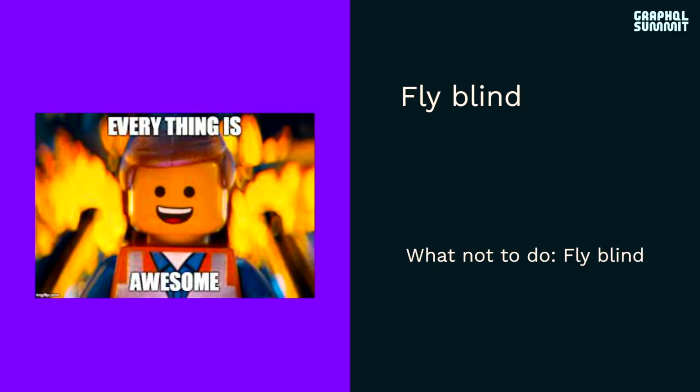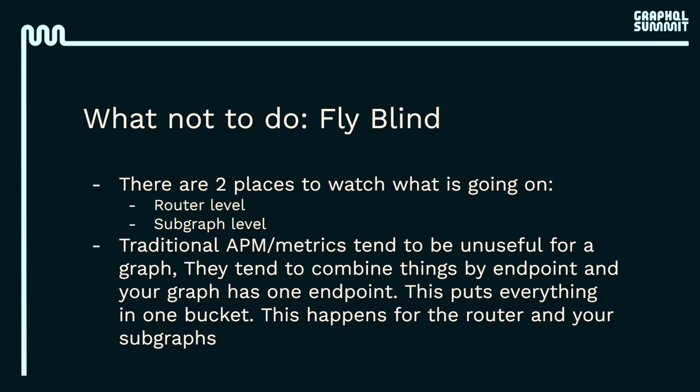So in the last section, we're going to talk about observability a little bit. And one of my favorite things you can do is you can fly blind. You can be like this picture, everything is awesome, but everything's on fire behind you. And there's really two places you can fly blind in the Apollo stack, or the federated stack. One of them is the router level. What is coming into your router?